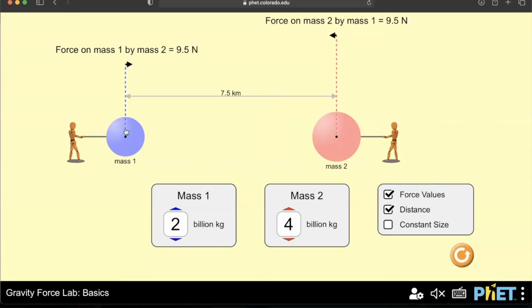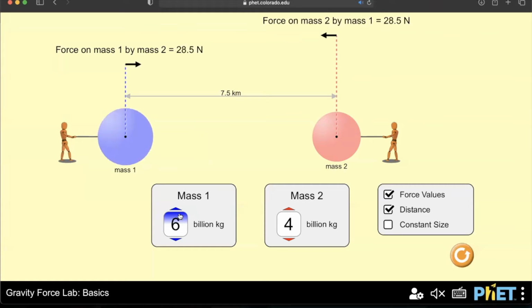What about mass? So right now, the force is 9.5 newtons, and mass 1 is 2 billion kilograms. So what would happen if we halve the mass? The force turns to 4.7. So it was divided by 2. Now what would happen if we triple mass 1? The force turns to 14.2. So it tripled. And let's double it again to 6. So the force doubled to 28.5.